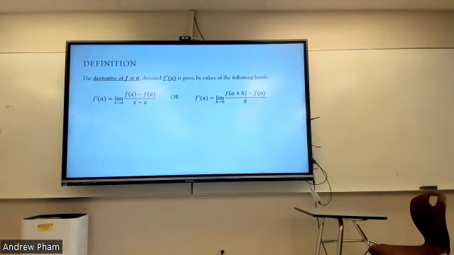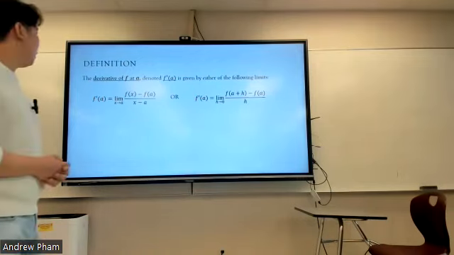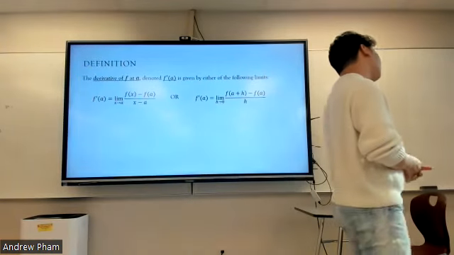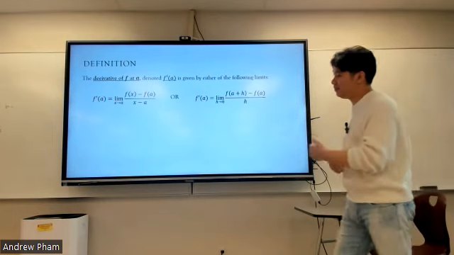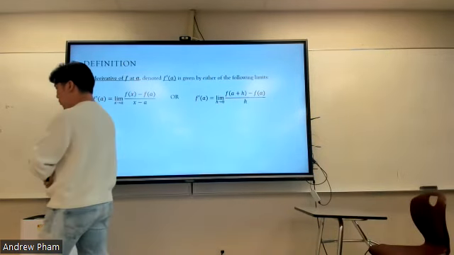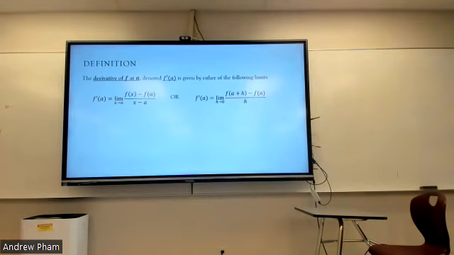And we define it using either one of these two definitions. f prime of a is either the limit as x goes to a of f of x minus f of a over x minus a, or we can use f prime of a is equal to the limit as h goes to 0 of f of a plus h minus f of a all over h. So something about this definition should look a little bit familiar to what we just saw in the previous slide.